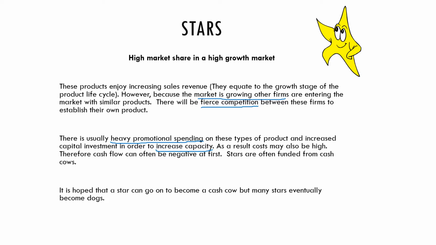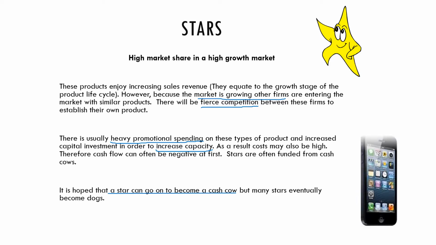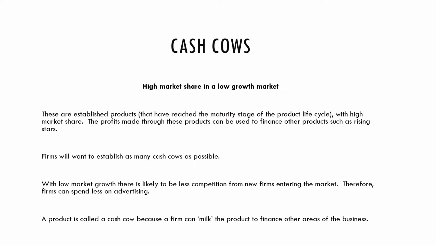The key reason we have stars is that we can hope they can go on to become cash cows in the future. We hope that they're really successful and they become cash cows. A good example here might be the latest iPhone. It's released into a competitive market. We have to fund it as Apple, increase our production capacity, but then if it succeeds and it beats all of its rivals, it's going to generate a large amount of profit for the business.